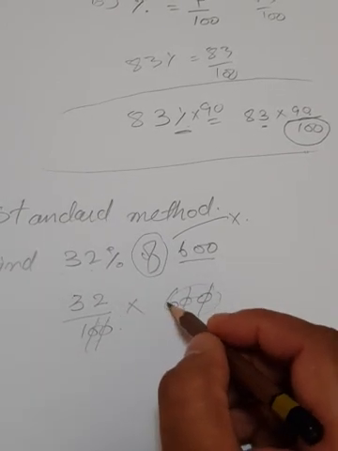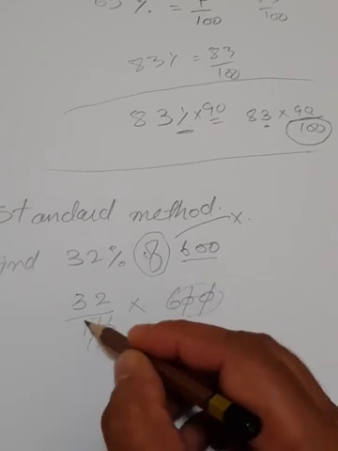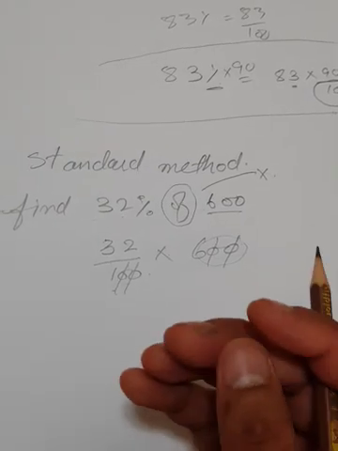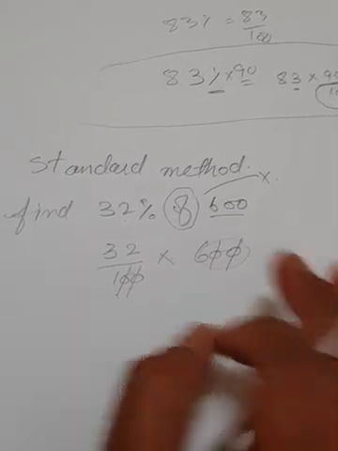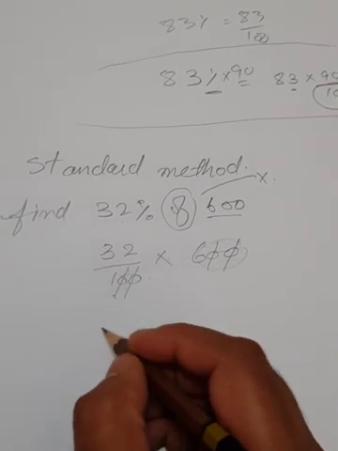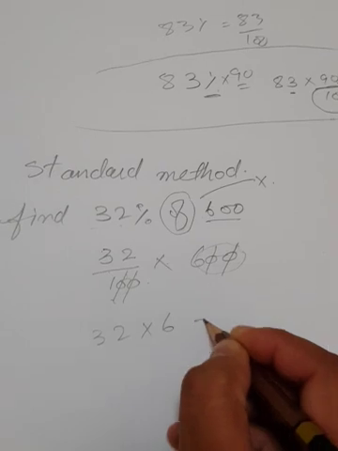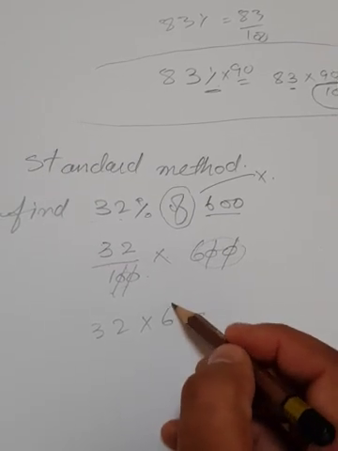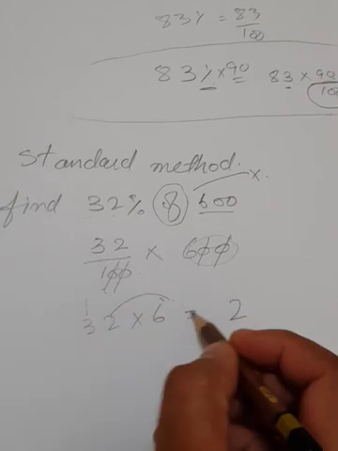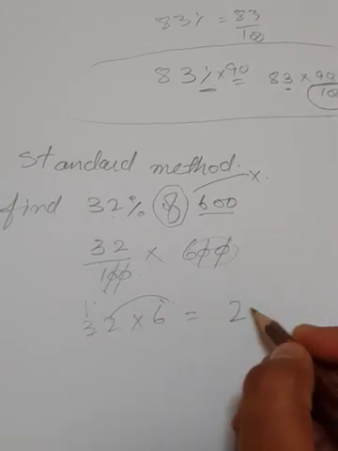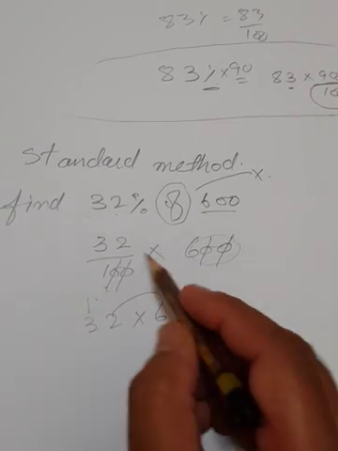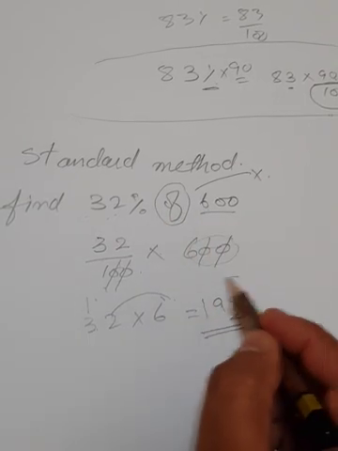So I am left with 32 times 6 over 1. Where this 1 is, we know that 1 is always with the number. Any number which we write always has some hidden values, and 1 is one of them. Now I have 32 times 6, so I will do place value multiplication. 6 times 2 makes 12, so I'll write 2 here and put 1 here. 6 times 3 is 18, plus 1 is 19. So 192 is my answer, which means that 32% of 600 is 192.